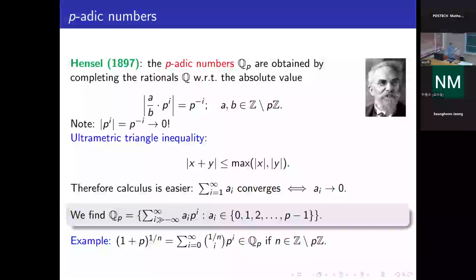So I'm trying to convince you that p-adic numbers are a very analogous thing to the real numbers, but they're also much easier in a way. Analysis becomes easy, and also algebraically it's easier. For example, we can write down a general element in a canonical way, whereas for the reals, it's a bit more hairy.